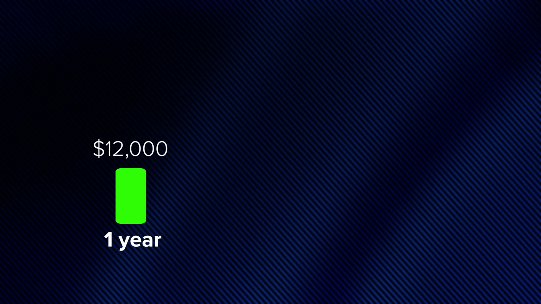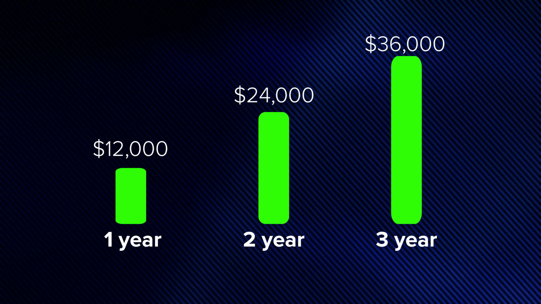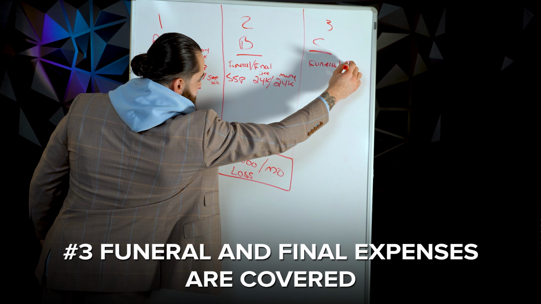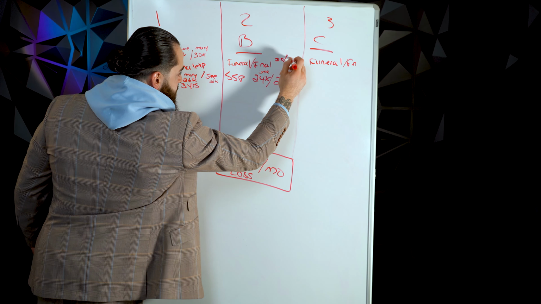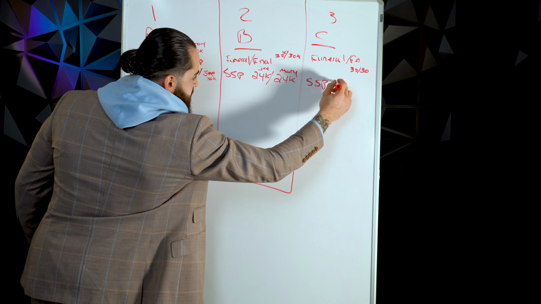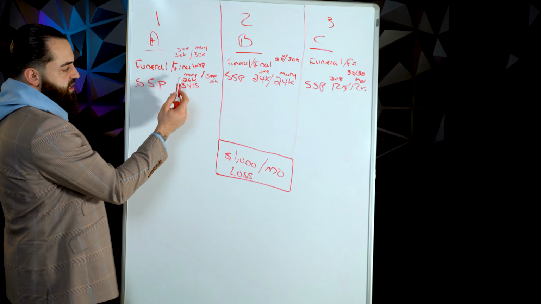In 1 year, that's 12,000, 1 times 12. In 2 years, it's 24,000. 3 years, it's 36,000. Back to the example, we're gonna do C, funeral final expenses are covered. And again, this is 30,000 of coverage on Joe and on Mary. We got SSP, call it 12.